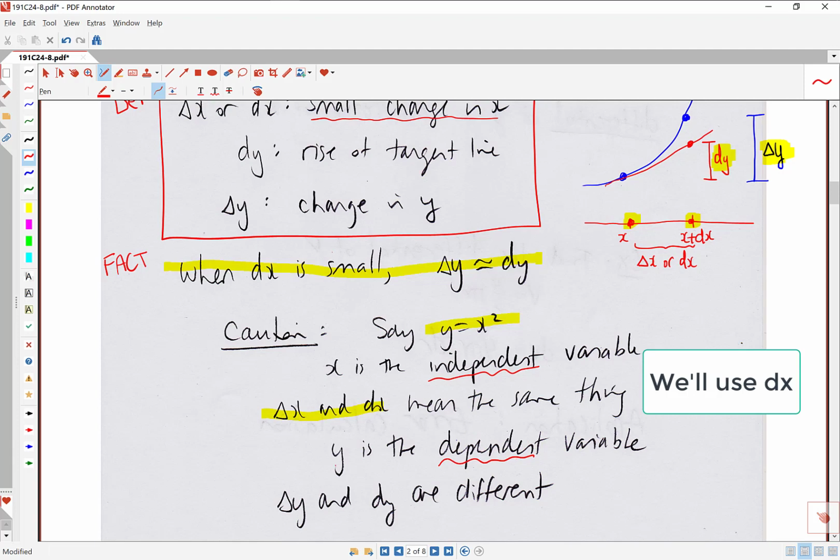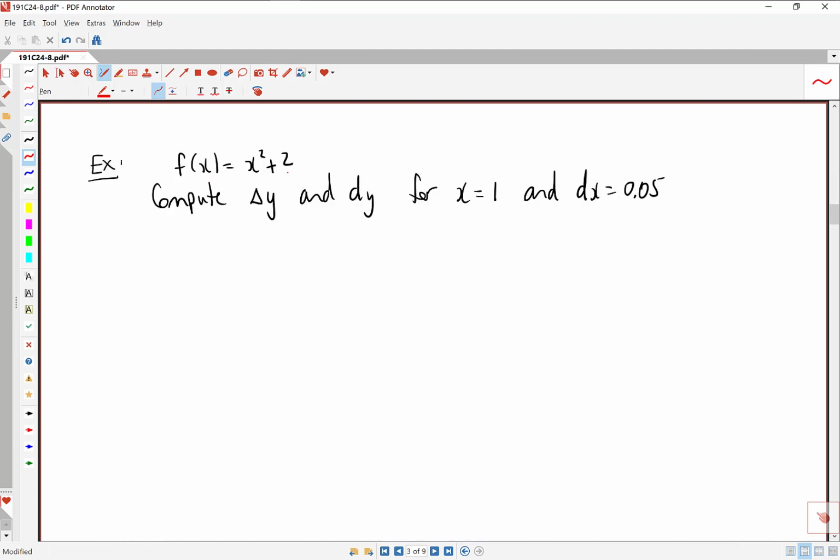So that's just a fancy way of saying y is the name of our function. Y is our function. And for our function, the delta y and the dy are different. We've got a function, f of x, given to us, and we're going to compute those two values for a given x value and a given dx value. Okay, so the point here is when we say f of x equals x squared plus 2, that's the same thing as saying y equals x squared plus 2.